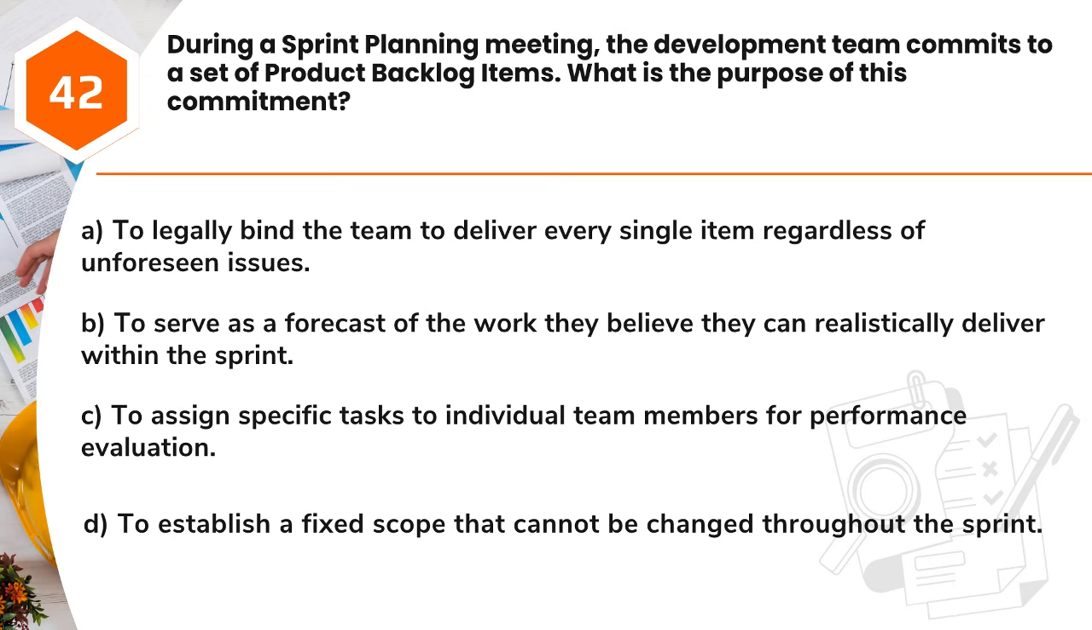Question 42. During a sprint planning meeting, the development team commits to a set of product backlog items. What is the purpose of this commitment? A. To legally bind the team to deliver every single item regardless of unforeseen issues. B. To serve as a forecast of the work they believe they can realistically deliver within the sprint. C. To assign specific tasks to individual team members for performance evaluation. D. To establish a fixed scope that cannot be changed throughout the sprint.